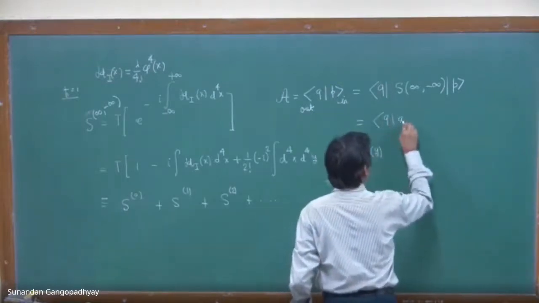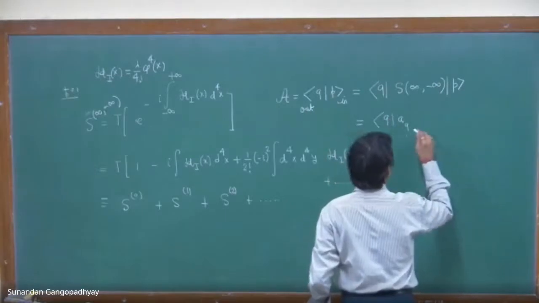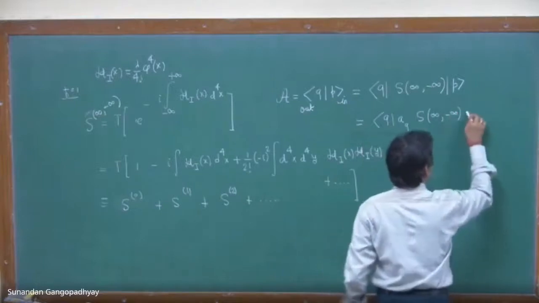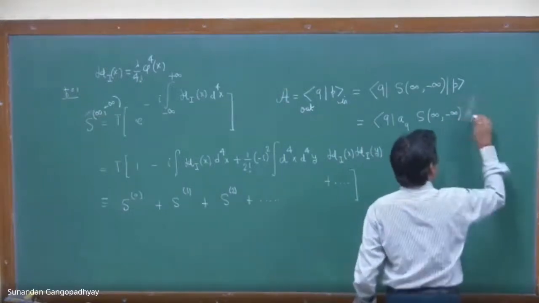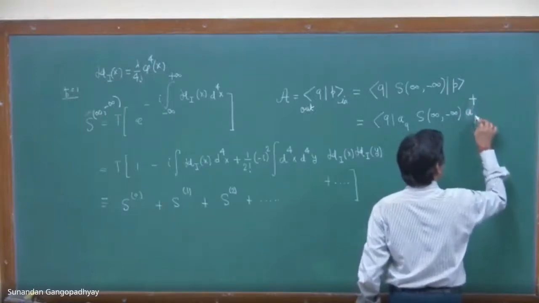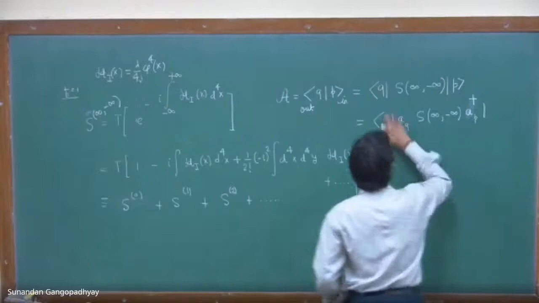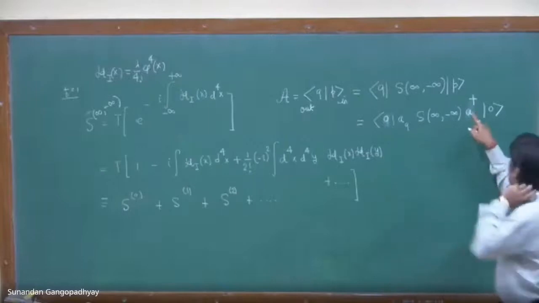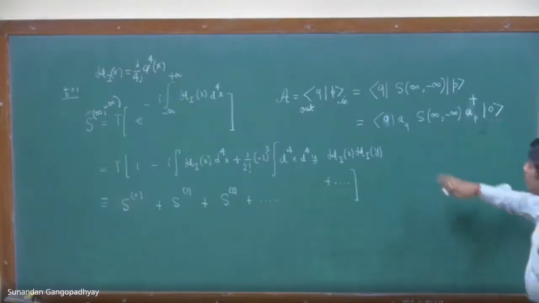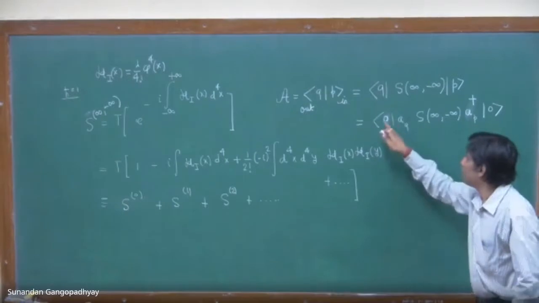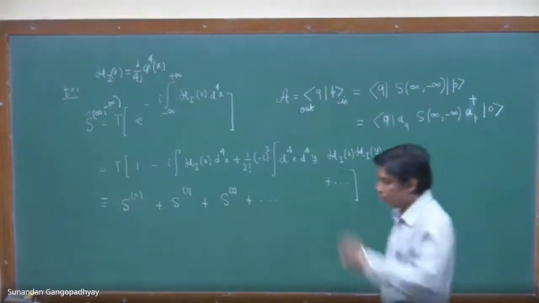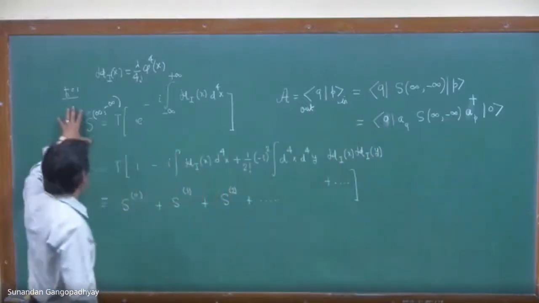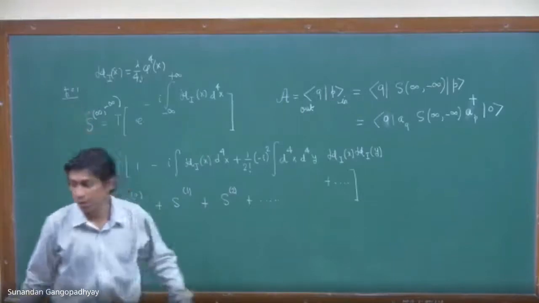You know what these p and q are because you can write q as a_q, then you have S infinity minus infinity, and p is nothing but a dagger p on the vacuum. So p you can create by acting the creation operator on the free vacuum. And similarly for the bra q, you can write it as bra 0 a_q. So this is what you need to calculate, and you have the expression for S infinity minus infinity. Just put it there.